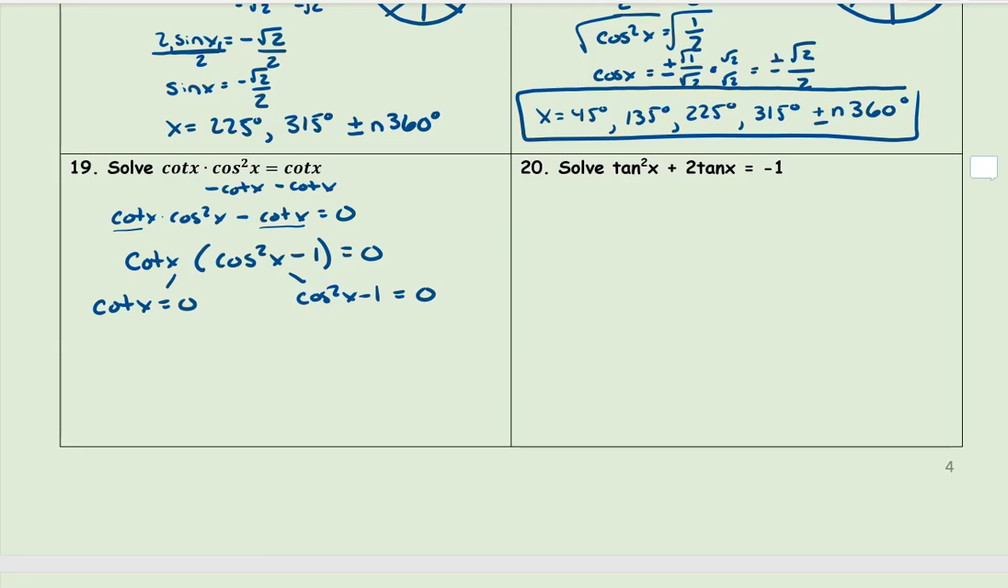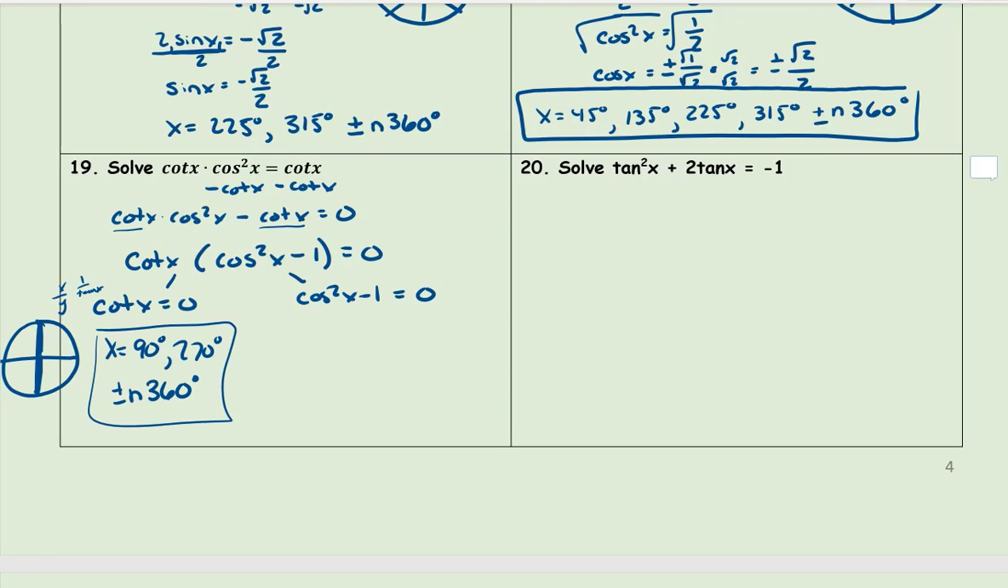So we need to look at the unit circle and see where cotangent of x is equal to 0. So we know that cotangent is equal to x over y, or 1 over tangent, whichever one you need to think of when you're doing this. So when you look at the unit circle, you'll see that cotangent is equal to 0 here at 90 degrees and also here at 270. So we have x is equal to 90 degrees and 270 degrees, but again, we cannot forget all of their coterminal angles. So we're going to have n times 360 degrees. Okay, so that's one part of the equation. That's some of the answers.